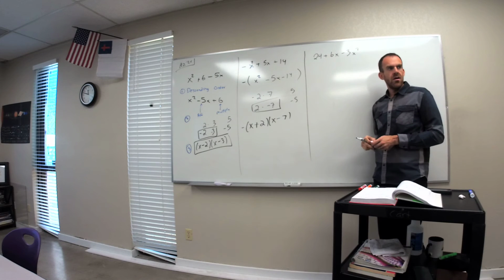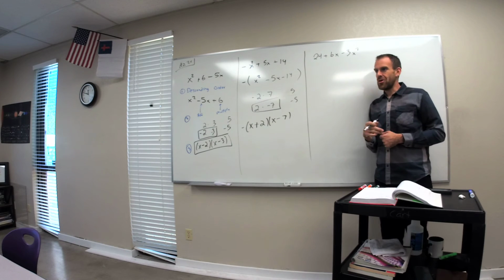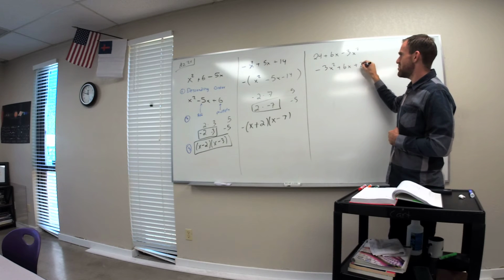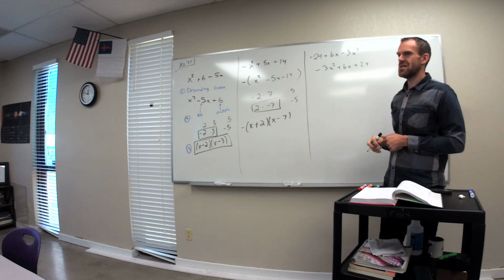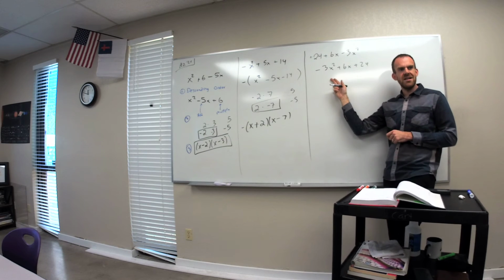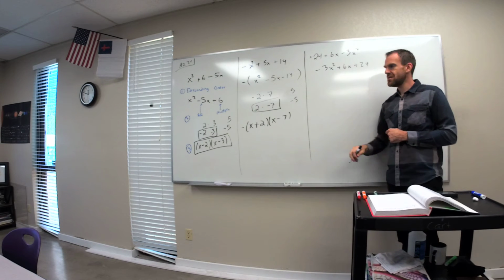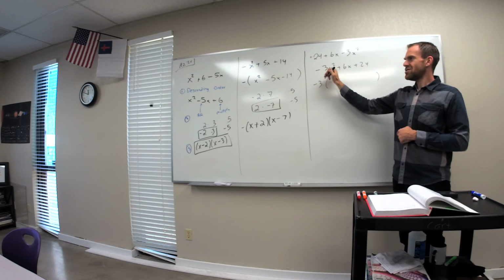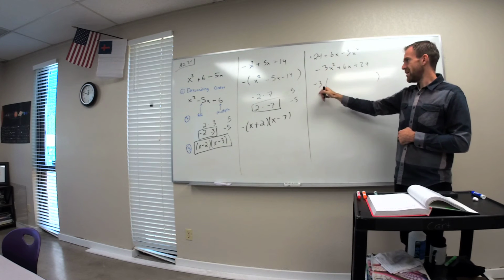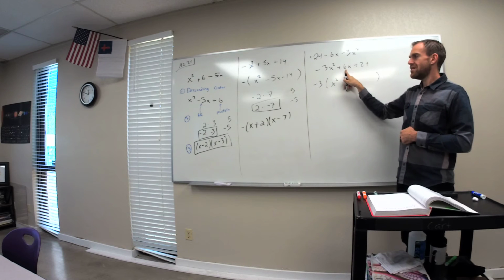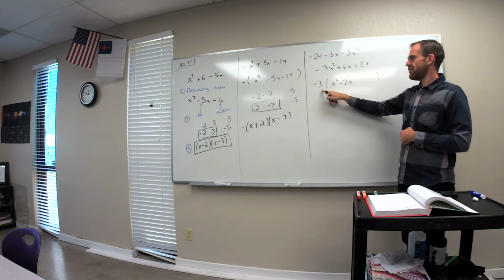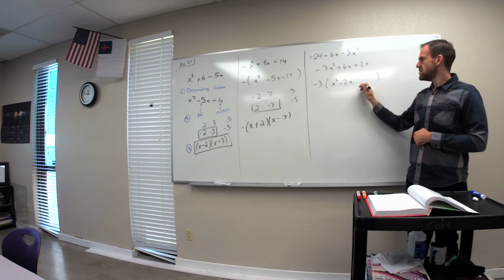Okay, so first step, descending order. That means I'm going to write -3x squared plus 6x plus 24. Remember, there's an invisible plus there. Then I want x squared by itself, so I'm going to factor out -3. I'm going to take each one of these and divide it by -3. So that gives me x squared. 6 divided by -3 would be -2. 24 divided by -3 is -8.